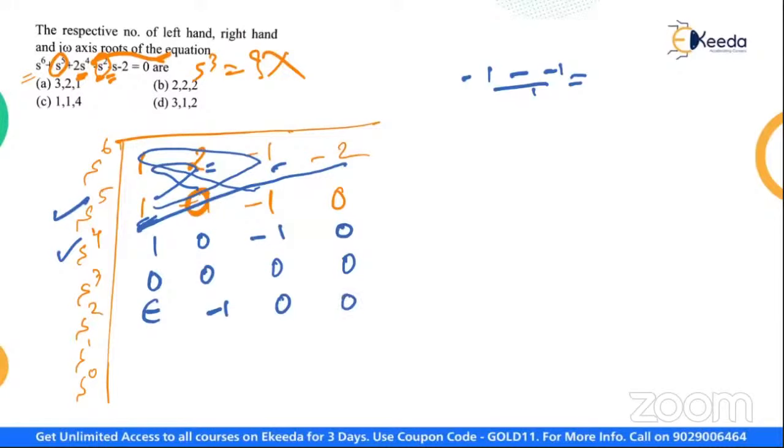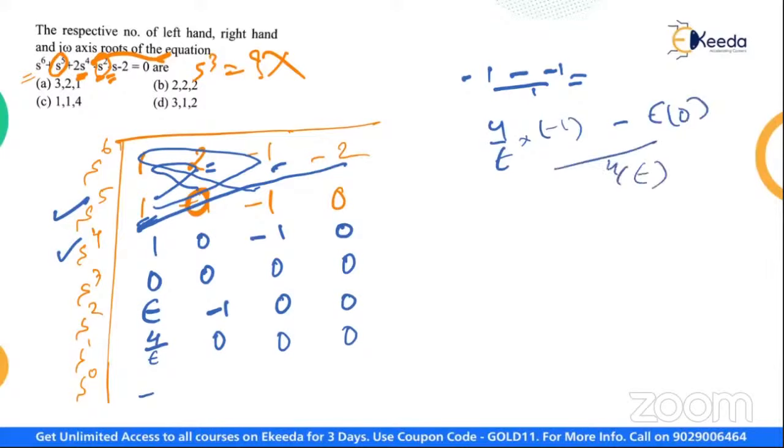Now, s to the power 1. What will that be? It will become 4 by epsilon, 0, 0, 0. Good evening, Aziz. And this s to the power 0 will be nothing but minus 1. How? Because 4 by epsilon into minus 1, minus of epsilon into 0 upon 4 by epsilon. If you solve this, you will get minus 1. Correct or not?